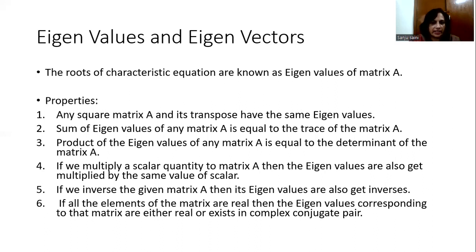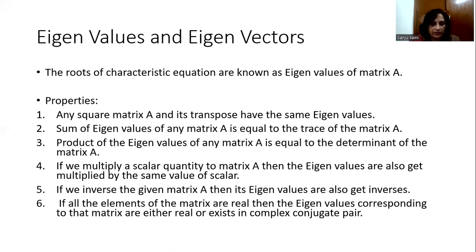Any square matrix A and its transpose have the same eigenvalues. The sum of eigenvalues of any matrix A is equal to the trace of the matrix A. The product of the eigenvalues of any matrix A is equal to the determinant of the matrix A. And if we multiply a scalar quantity to the matrix A, then the eigenvalues also get multiplied by the same value. If we invert the given matrix A, then the eigenvalues are also inverted.